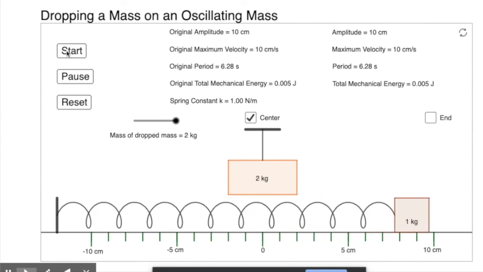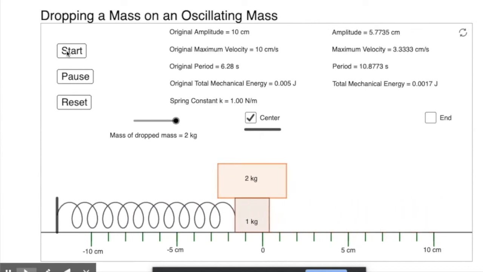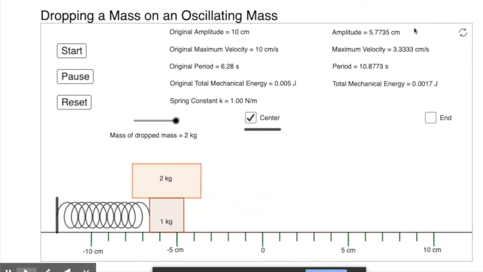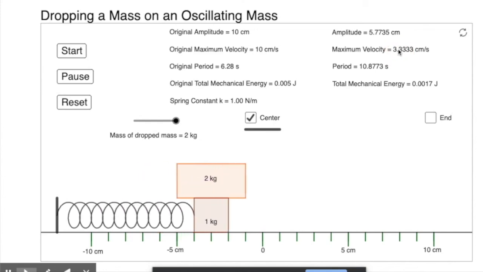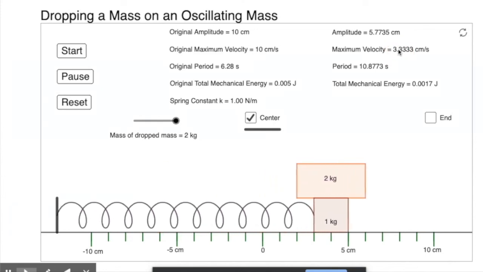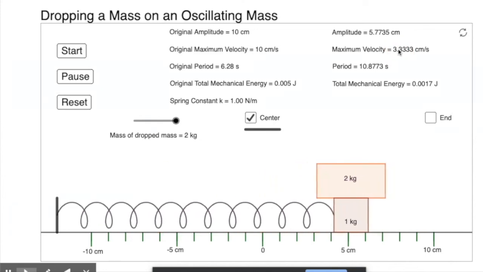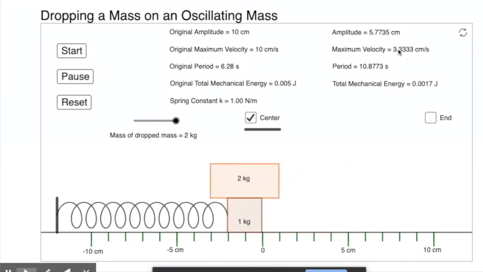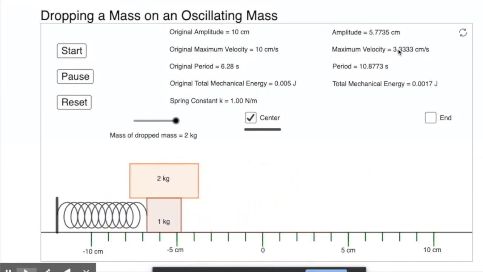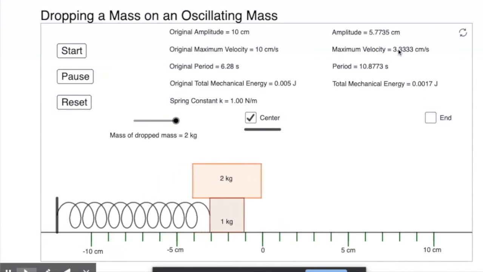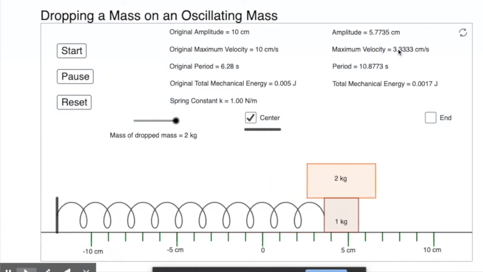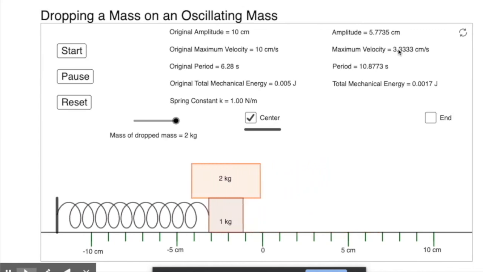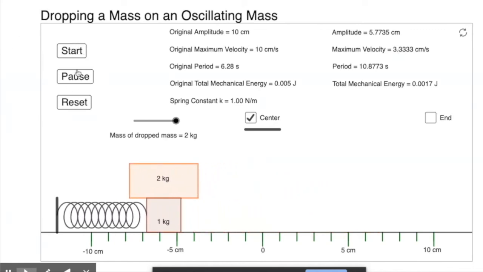It should. There's more mass now, so it definitely should decrease. But notice it decreases far below 5.8. Now it's only 3 1/3. The maximum velocity decreases not just because the mass increased, but because the kinetic energy that the 1 kilogram block originally had is no longer present in the system. Some of it was lost because this is a perfectly inelastic collision.